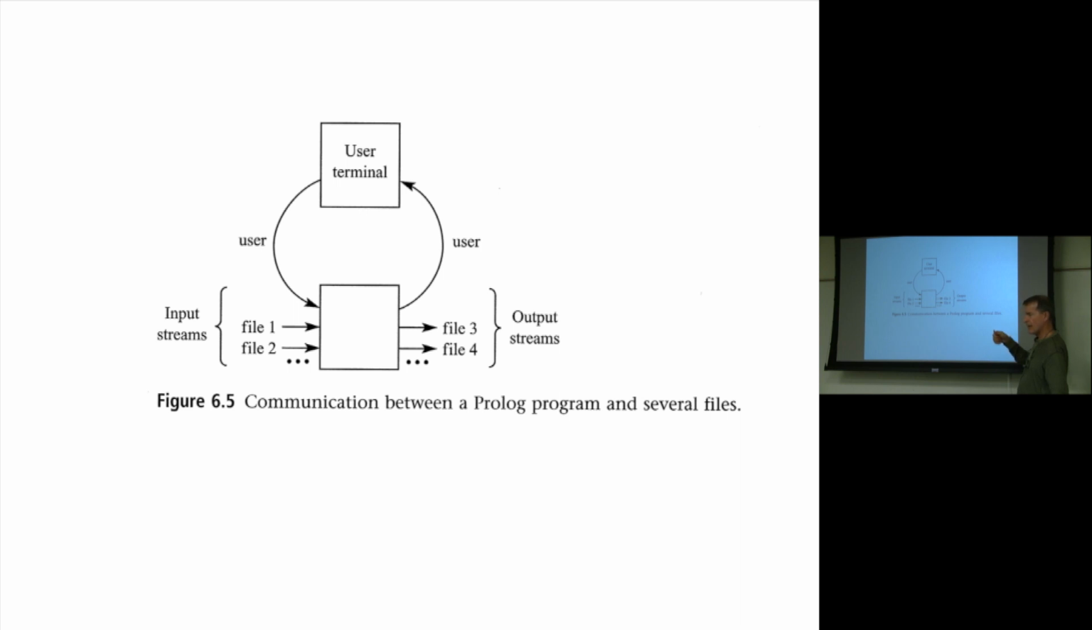So both the input and the output is the terminal, right? But you can have input streams come from files, and you can have output streams go to files, right? And so this figure 6.5 shows that the user terminal can be thought of as both an input stream and an output stream. But basically, the same thing can happen. It works the same way, even when processing information from files. Okay?